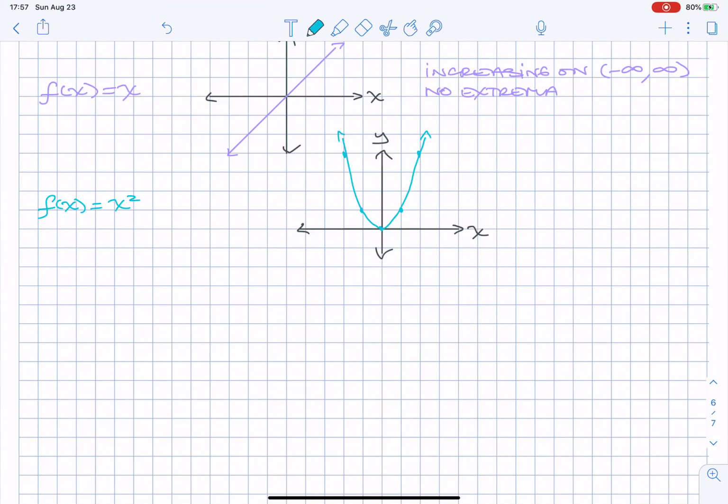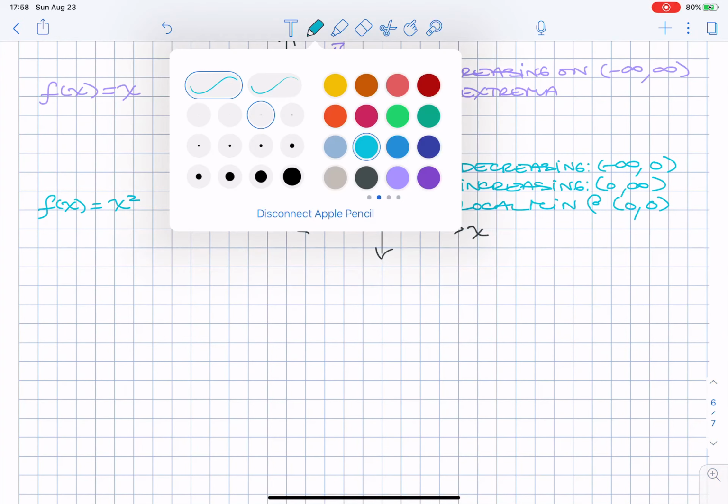Okay, so we can see that this is decreasing until I get to 0. So all the way to the left, it's going downhill till x is 0. It's increasing to the right of 0, meaning going uphill when x is beyond 0. And it looks like there's a local min at 0, 0.